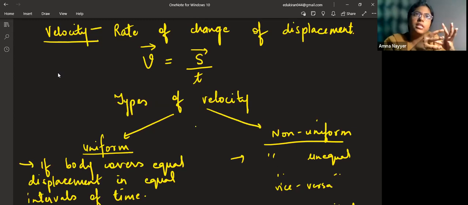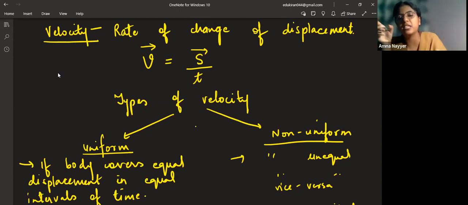See, when rate of change of distance was there, we obtained the term speed. And when rate of change of displacement is there, we obtain the term velocity. So it's just distance and displacement which change your speed and velocity. The rest of the formula is also the same. Speed was distance divided by time, and velocity is displacement divided by time. Fine. So why is there a difference between speed and velocity?